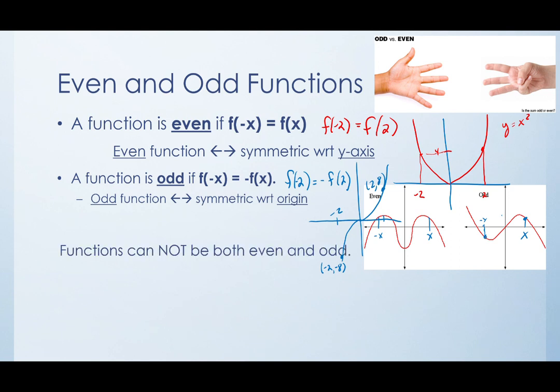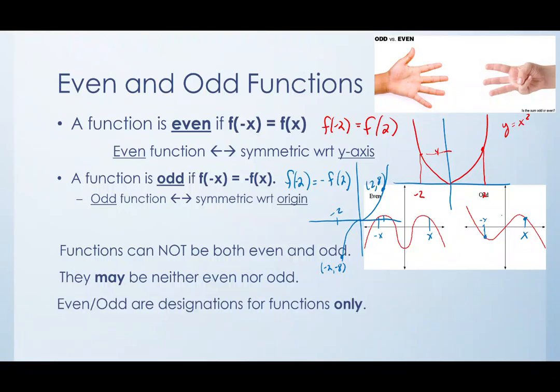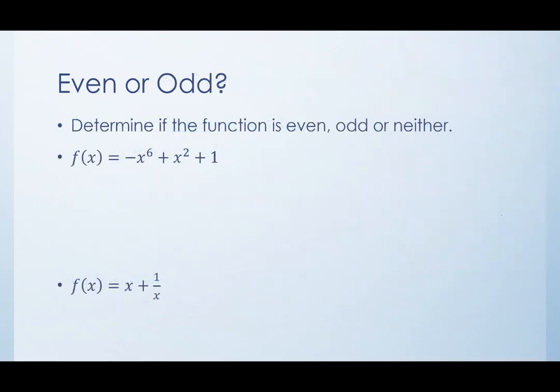So functions can be even or odd, you cannot be both, but you might be neither, okay? Not every function is even or odd, some of them are neither, okay? These are also designations for functions only. So we can determine if the function is even, odd, or neither. We can do this by just plugging and chugging, right?